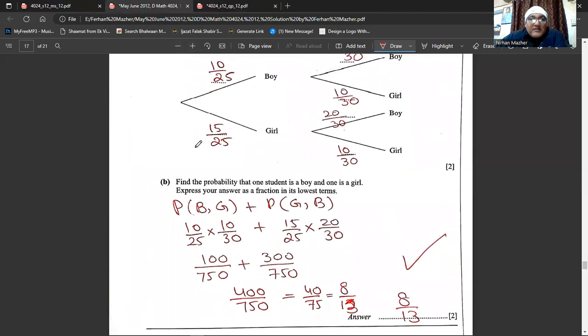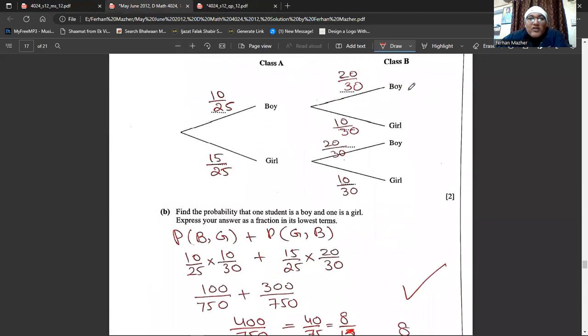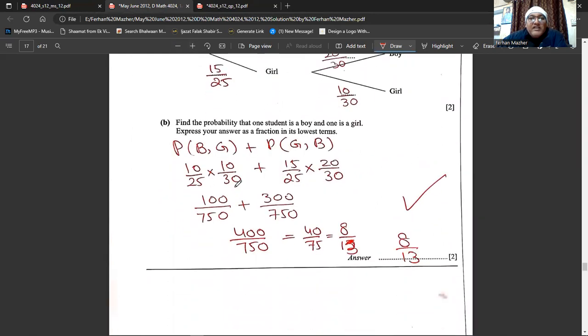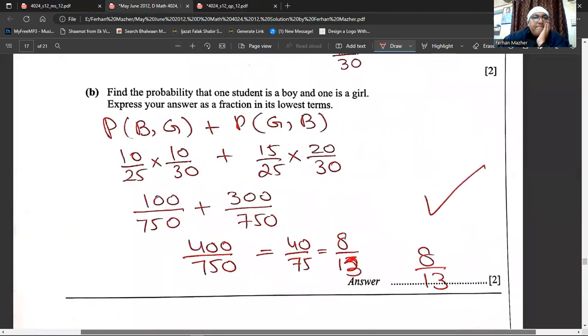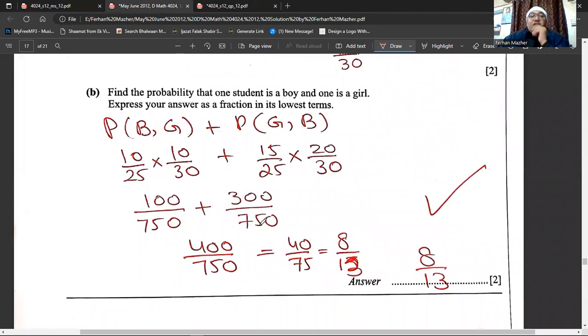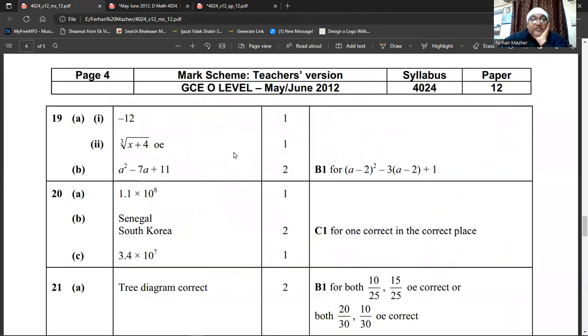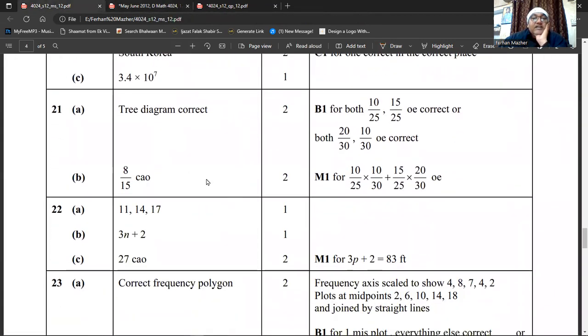You see, I am getting this answer from here. So the boy comma girl will be this. So it will be 10 by 25 multiplied 10 by 30, and the girl comma boy will be this, and that will be 15 by 25 multiplied 20 by 30. So it will be 100 by 750 plus 300 by 750, that will be 400 by 750, and that will be 40 by 75, and that will be 8 by 13. So 8 by 13 is our answer.